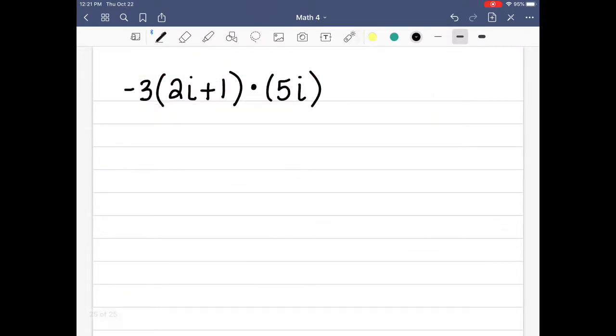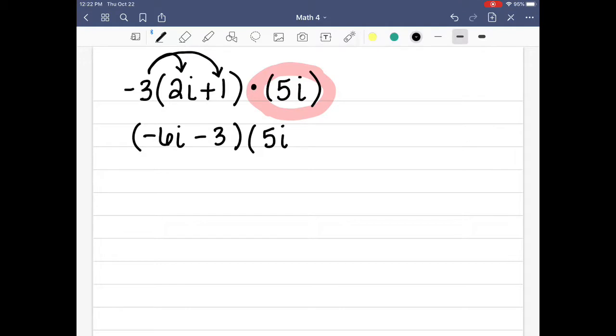All right, and the last one. So we have 2 parentheses. This one is actually probably going to be a little bit easier. And the reason I say that is because this parentheses right here just has a single term. So we're going to be able to distribute our pieces into the parentheses. So I'm going to do negative 3 times 2i is going to give me negative 6i. And then I have negative 3 times 1 is going to be negative 3.